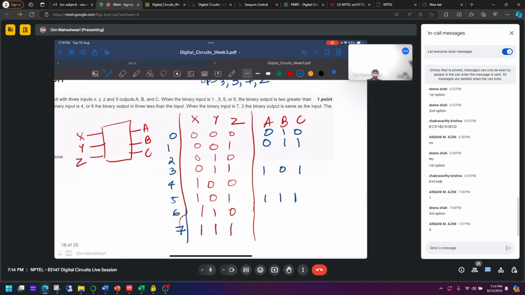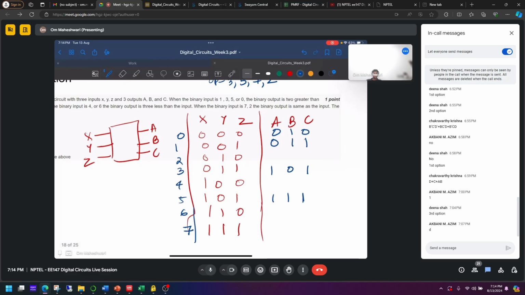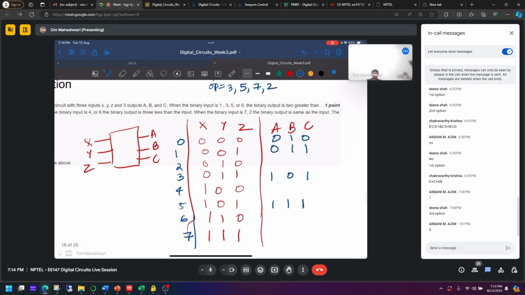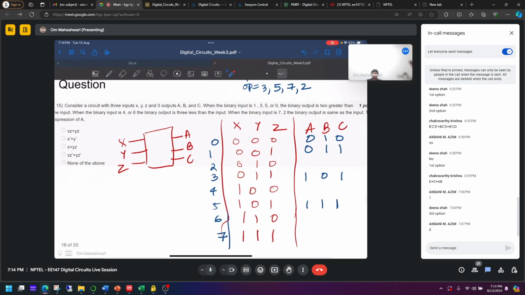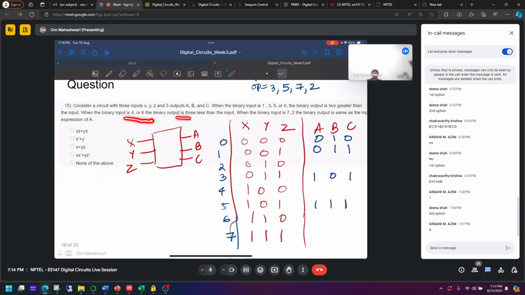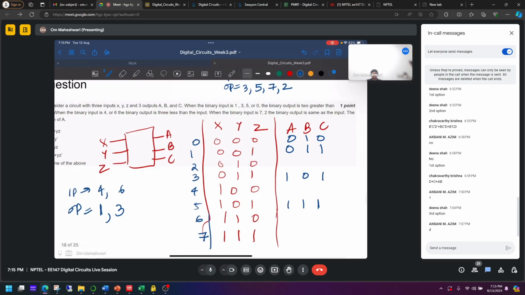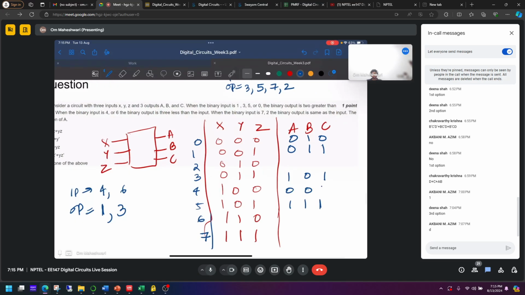Is this clear? Okay. So next they say when input is 4 or 6, output is 3 less than the input. So when input is 4 or 6, output is input minus 3, that is 1 or 3. Input is 4, output is 1. Input is 6, output is 3.